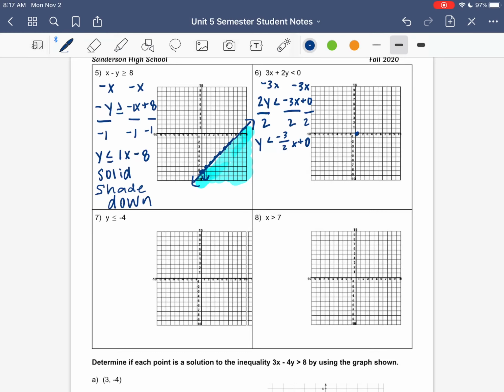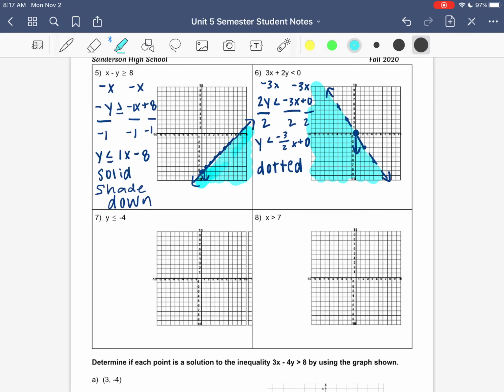So our y-intercept is 0. Slope is negative 3/2. So I'm going to go down 3 and to the right 2. I'm going to go a couple times the other direction. Up 3 and left 2. Now this one should be a dotted line because we do not have that equal to piece. And less than tells me to shade down. So I'm going to shade below my y-intercept, below all of that line, which would be this part right here.